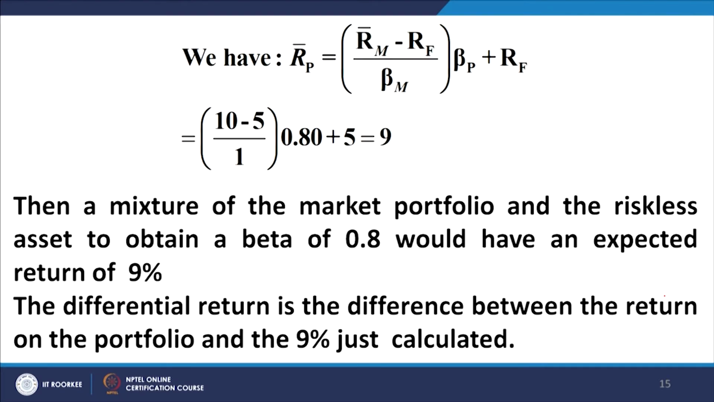Beta m is 1. So, we have 10 minus 5 upon 1 into 0.80 plus 5, that is 9%. So, in other words, if the portfolio Q that has a systematic risk content equal to the systematic risk content of our given portfolio P, it would have had a return of 9%. So, the excess return is 12% minus 9%, that is 3%. So, a mixture of the market portfolio and the risk free asset to obtain a beta of 0.8 would have an expected return of 9% as shown in this brief summarized calculation.